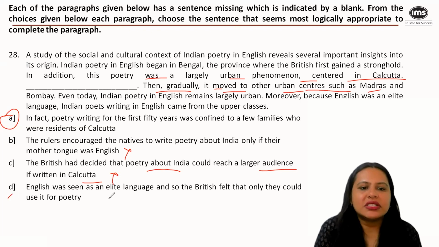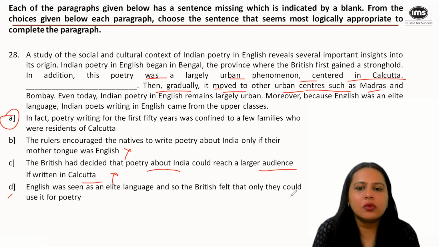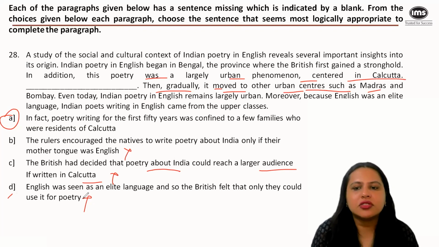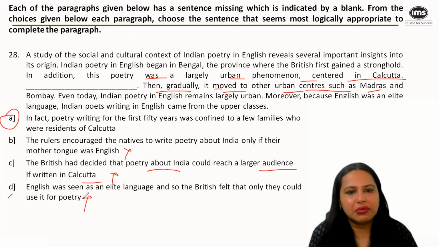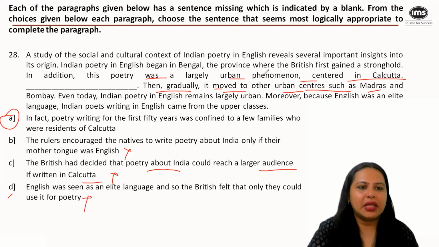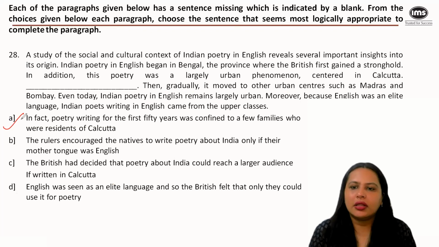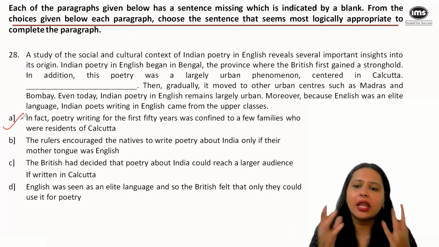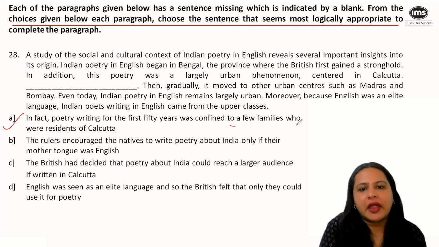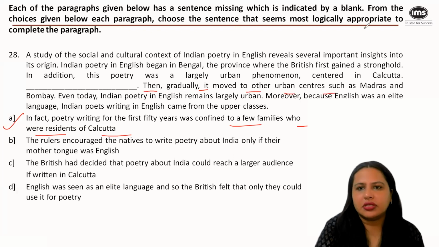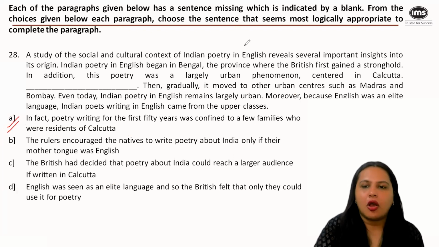Option D: English was seen as an elite language, and so the British felt that only they could use it for poetry. Again, it is not talking about whether the British ordered that only they can use it, or somebody whose native language is English can use it. So options B and D are eliminated on those grounds. The correct option will be A. Indian poetry in English started in India, in Bengal, then it narrowed down to Calcutta, and then further to a few families who were residents of Calcutta. Then gradually it moved to other urban centers. So the correct answer to this question will be option A.